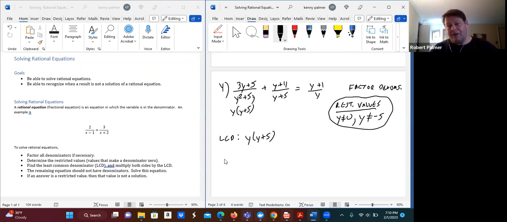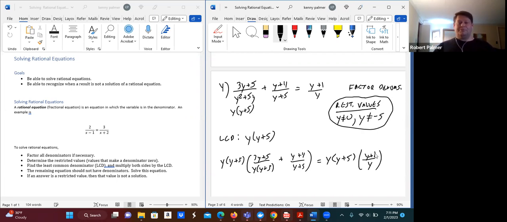So we're going to multiply, and this is, once again, where a lot of the writing comes in. So y times y plus 5 times the left side, which is 3y plus 5, and I'm going to write this in the factored form down here, y times y plus 5, plus y plus 4 over y plus 5. Okay. And then your LCD times the right side: y times y plus 5 times y plus 1 over y. Okay.